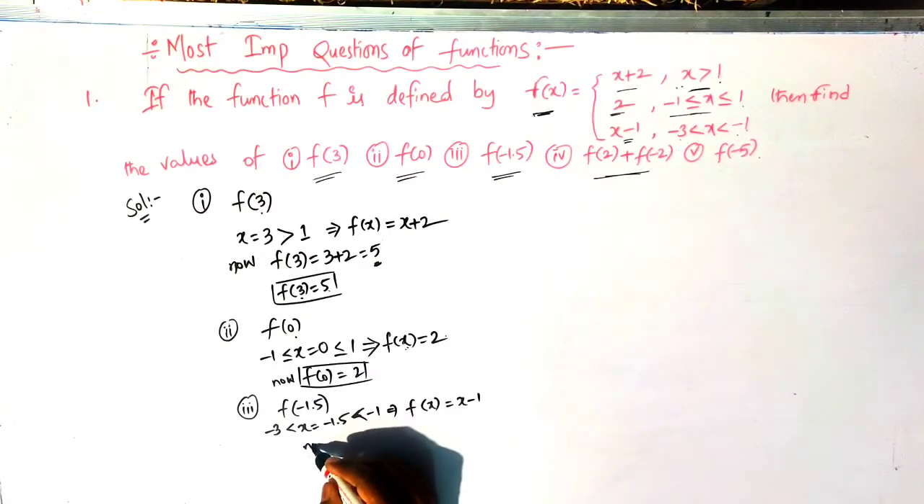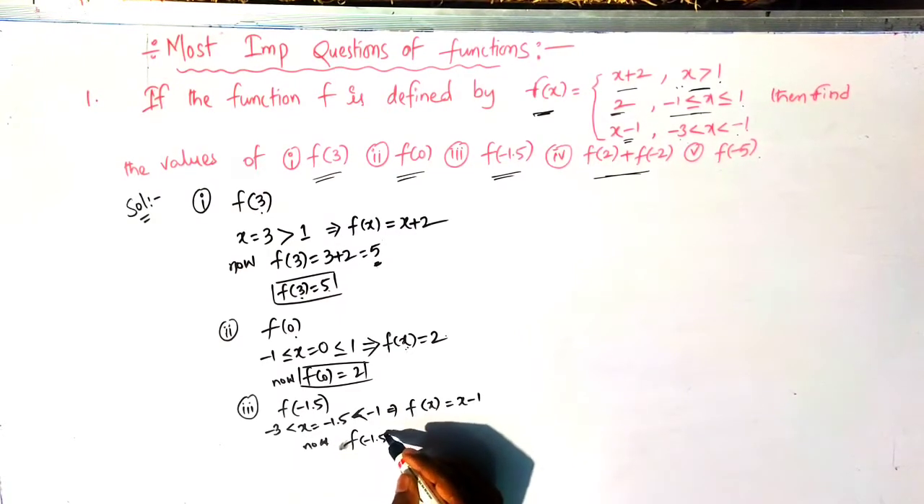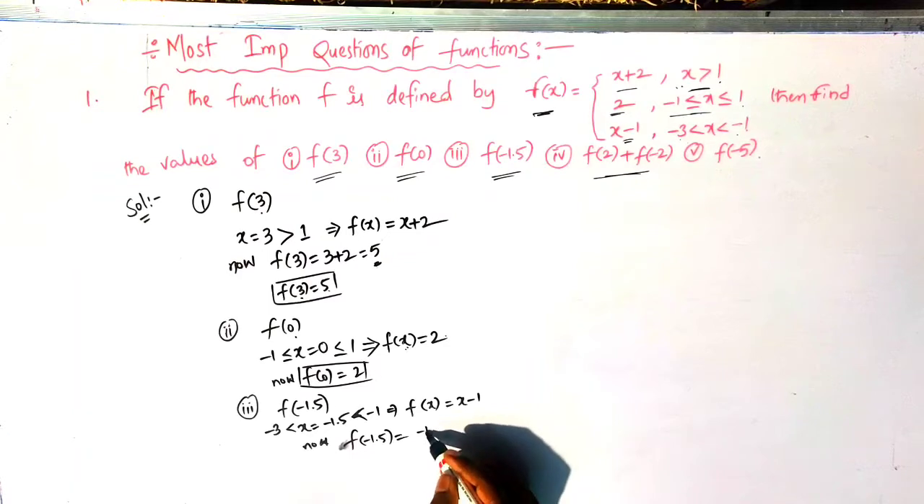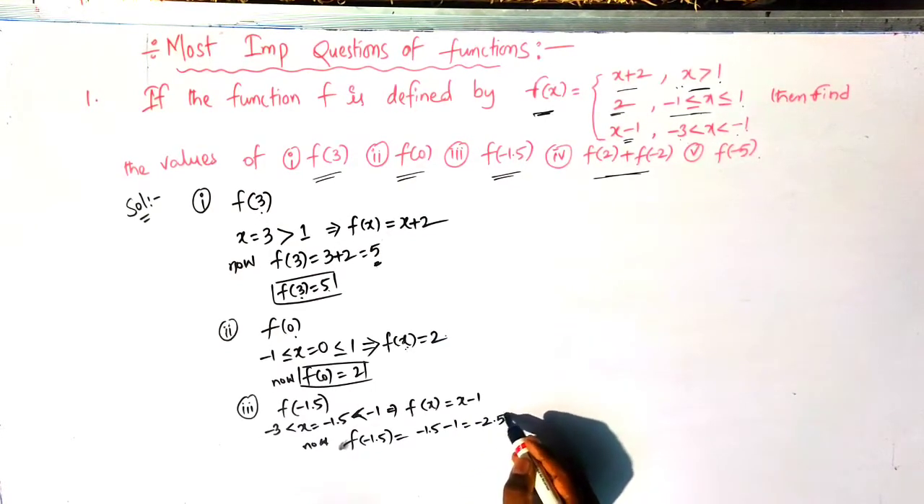Now give inputs here. So what is input here? X equals minus 1.5. That's why f of minus 1.5 equals minus 1.5. So f of minus 1.5 equals minus 1.5 minus 1, that is minus 2.5.